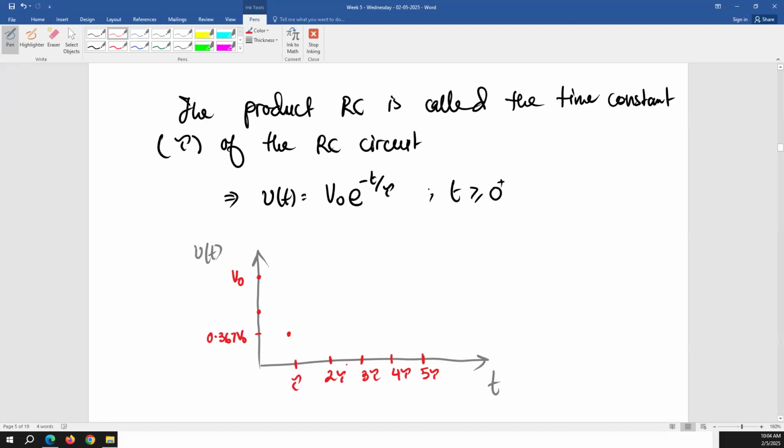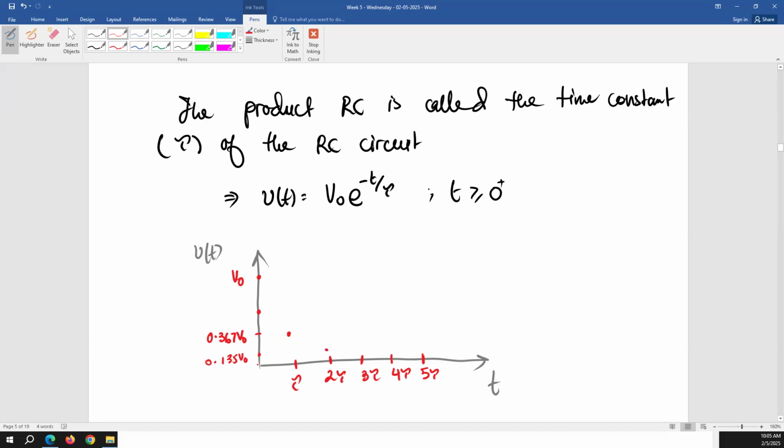All right, what about 2 time constants? What is going to be the value at 2 time constants? E to the power negative 2. That gives 0.135 V naught.